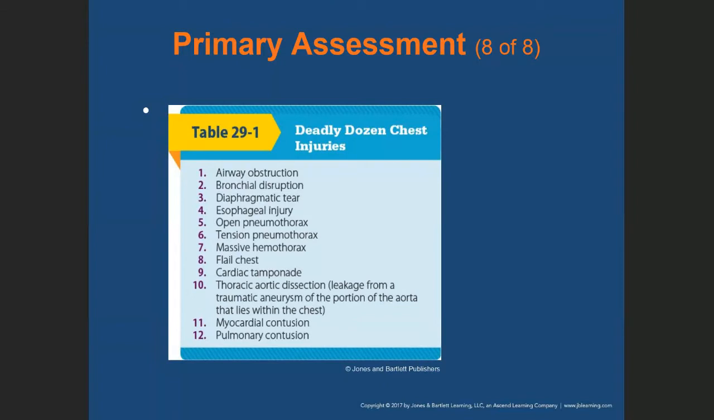So number 1, airway obstruction. 2, bronchial disruption. 3, diaphragmatic tear. 4, esophageal injury. 5, open pneumothorax. 6, tension. 7, massive hemothorax. 8, a flail chest. 9, a cardiac tamponade. 10, thoracic aortic dissection. 11, myocardial contusion, and 12, a pulmonary contusion. Number 1 is airway obstruction.